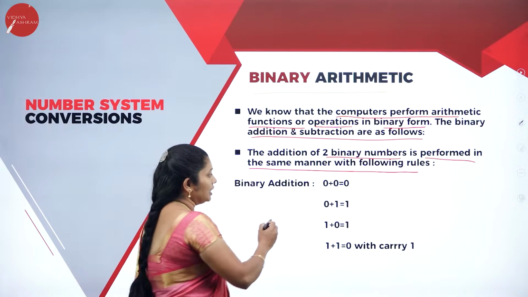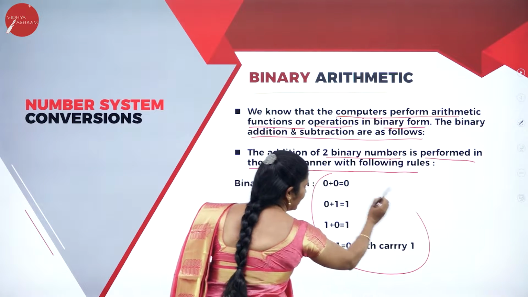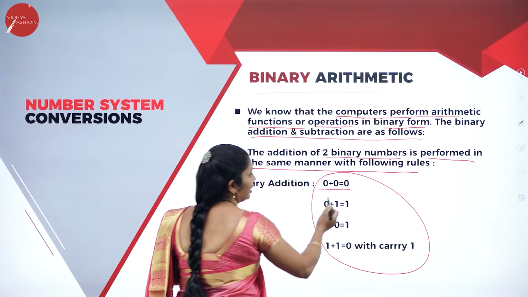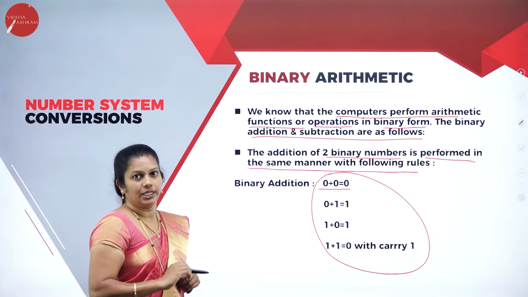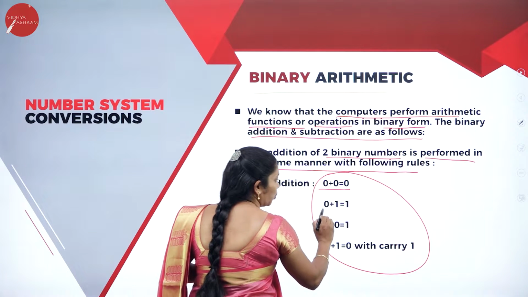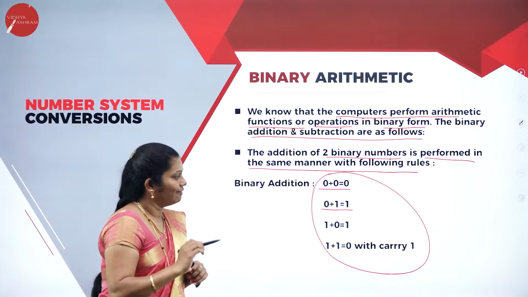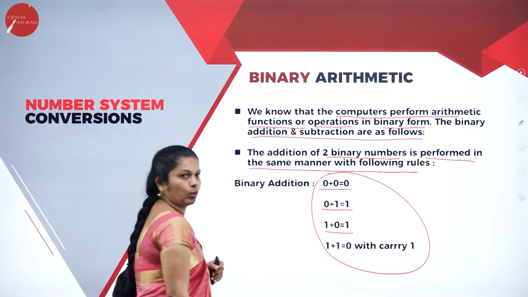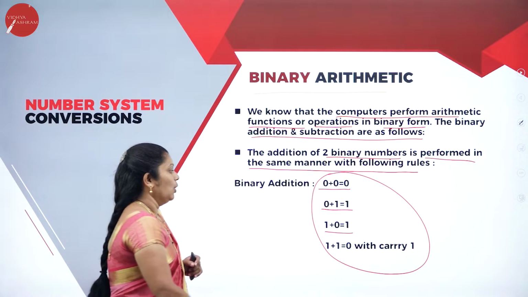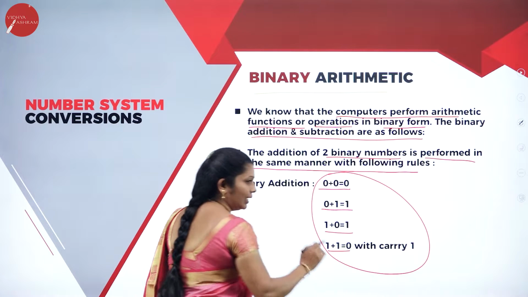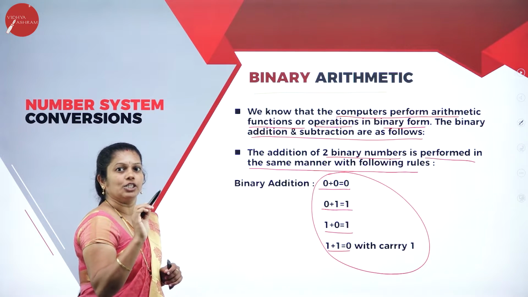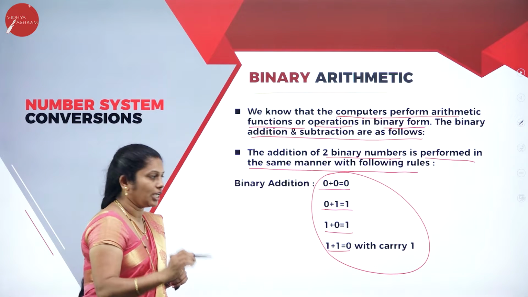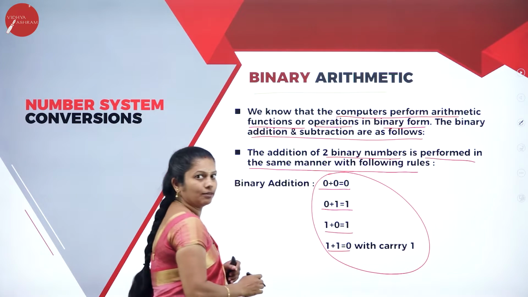These are the four major rules you have to follow in binary addition. When you add 0 plus 0, the output is 0 only. 0 plus 1, the value is 1 only. In the same way, 1 plus 0, the value is 1. But 1 plus 1, generally in decimal number we write it as 2, whereas in binary, 1 plus 1, the value is 0 with carry 1.